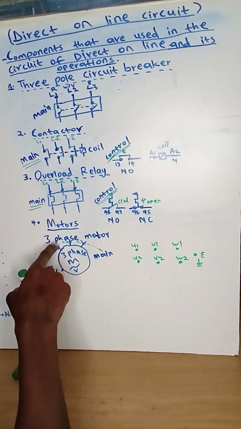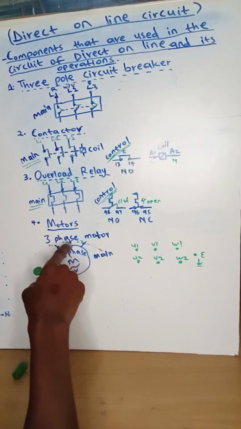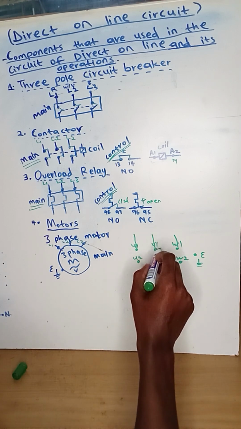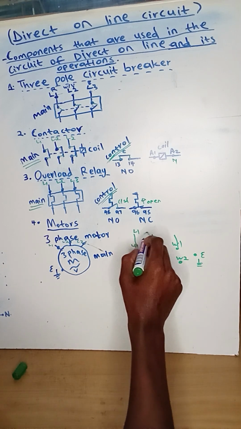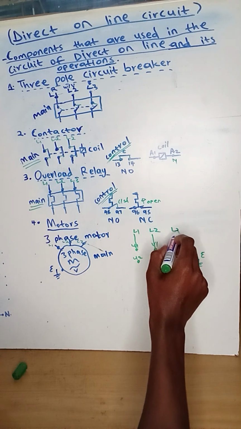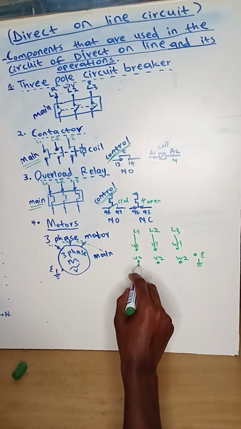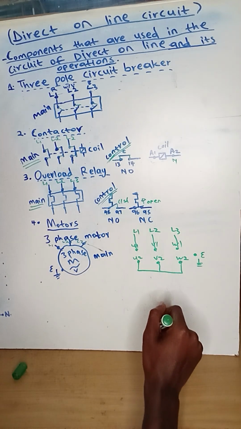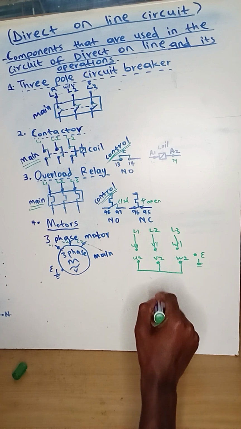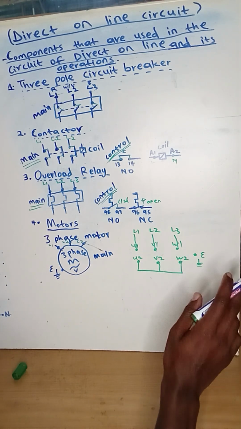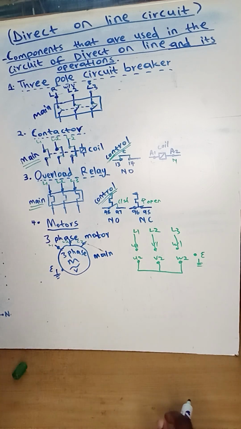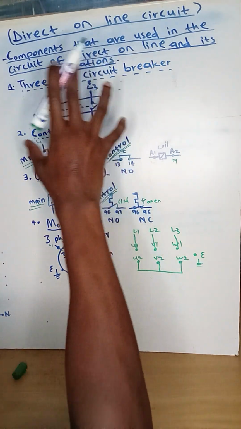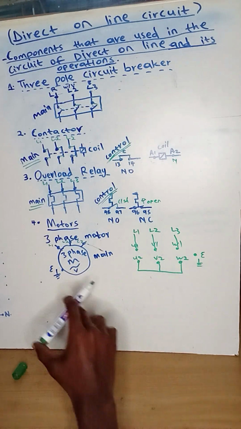So the wires from the top, line 1, line 2, and line 3, will come and be connected to U1, V1, and W1. And from the top points, we take a wire and bridge it to the next point and the next point. This is called the star connection, but we will talk about the star connection during the lesson. So this is how you connect your motor when you are dealing with a direct online circuit.